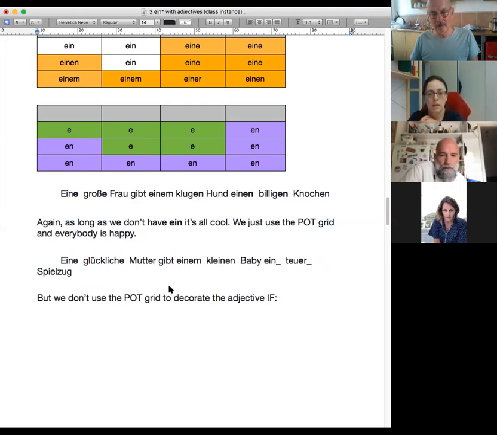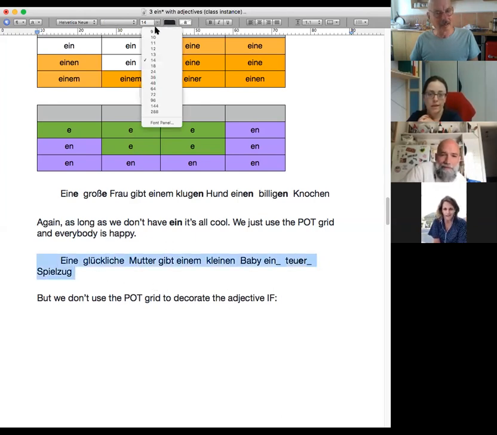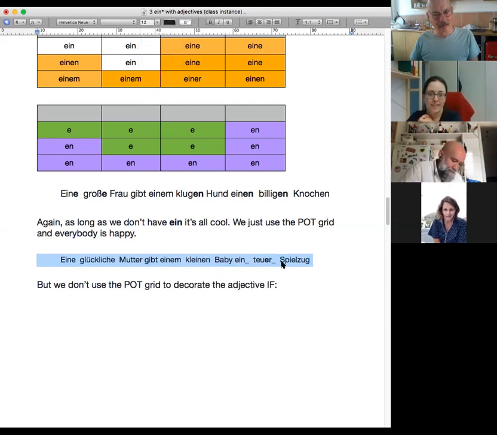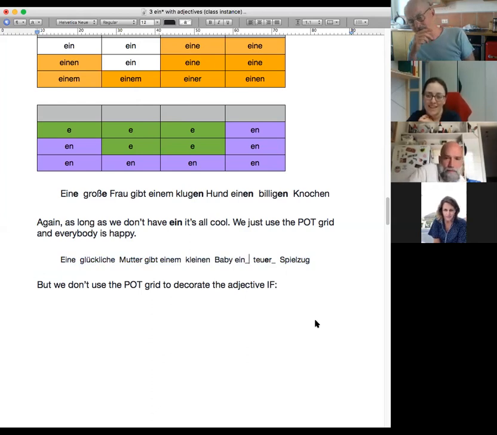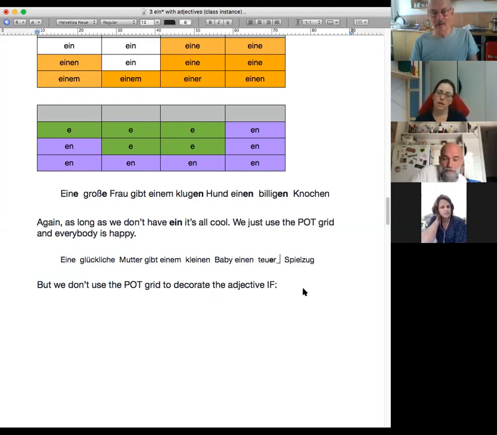And this is not a Spielzeug, it's a Spielzug. It's masculine. You didn't notice that, did you? This is a masculine. It's a toy train. Ah, Zug. Eine. It's not a feminine. No, sorry. Einen, because it's a masculine train. In the pot or out of the pot? It's out of the pot because it's two.